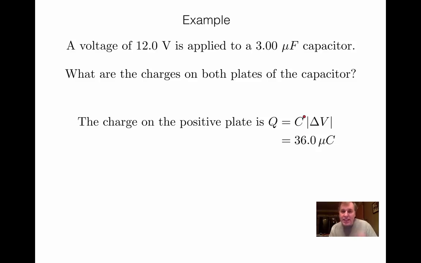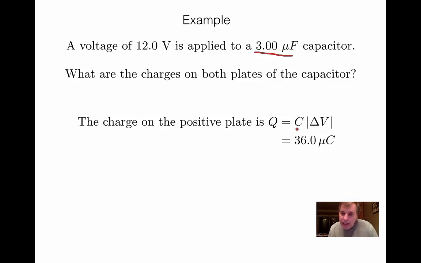This C, again, is the capacitance of the capacitor. So this C is our 3 microfarad, or 3 times 10 to the minus 6 farad. Delta V is 12 volts. So you multiply 3 times 10 to the minus 6 by 12, you get 36 times 10 to the minus 6. The answer would be in coulomb because you're calculating a charge. So a capacitance times a delta V gives you a charge in coulomb. So you get 36 times 10 to the minus 6 coulomb, which we can write as 36.0 microcoulomb. That's the charge on the positive plate of that capacitor when you apply a 12-volt voltage to it.